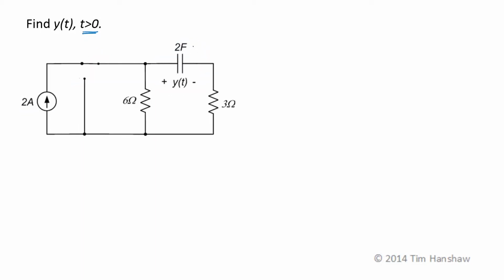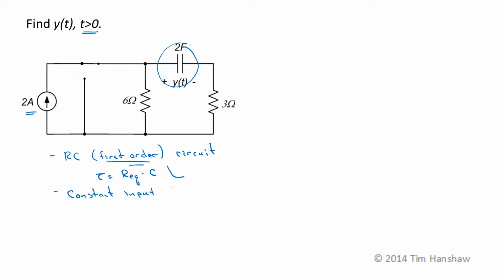So this circuit has one energy storage element. It's a capacitor, so that means this is an RC circuit, which is first order. So it's going to be governed by a time constant. That time constant is going to be the equivalent resistance seen by the capacitor times that capacitance. Likewise, it has a constant input. So for a first order circuit with constant input, the solution form is going to be some constant, e to the minus t over tau, plus some other constant.